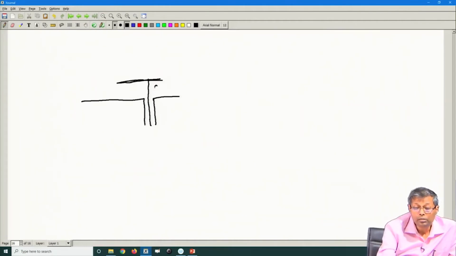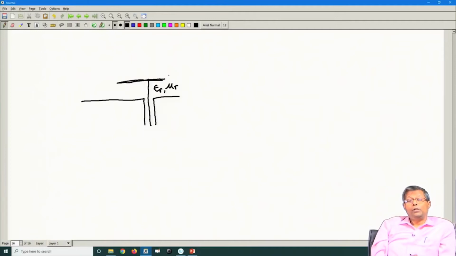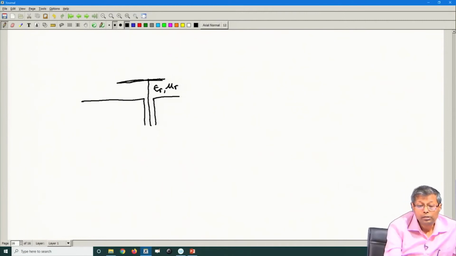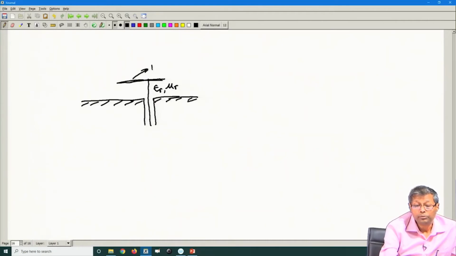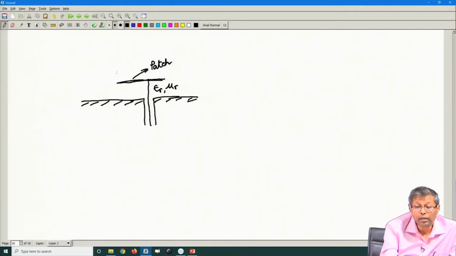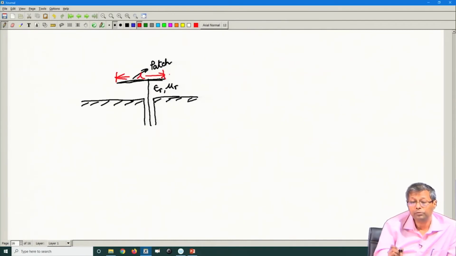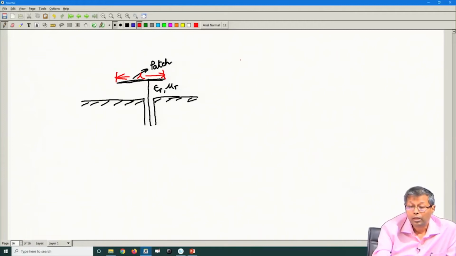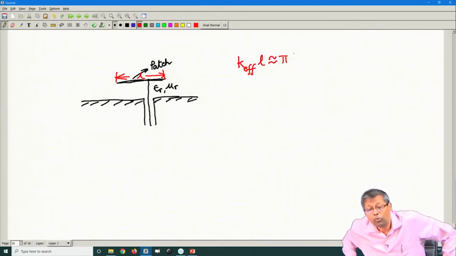So, this is a substrate having permittivity epsilon r and permeability mu r. This is the ground plane and this is a conducting patch. So, you see now the length of this patch, if it is L, k effective times L will approximately be equal to pi.